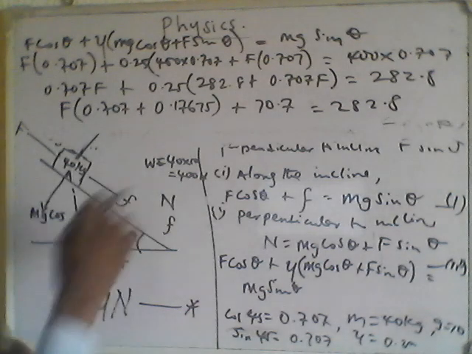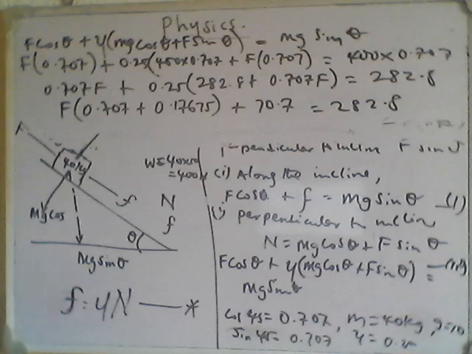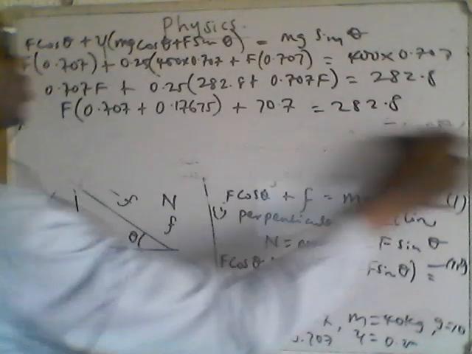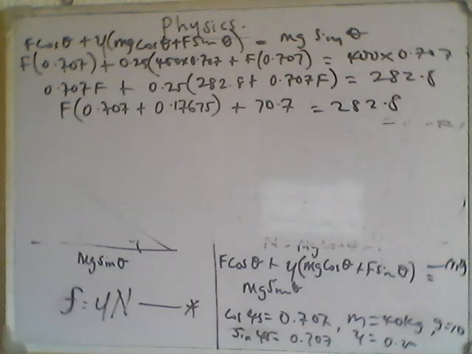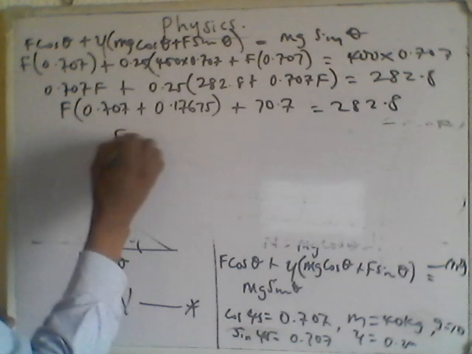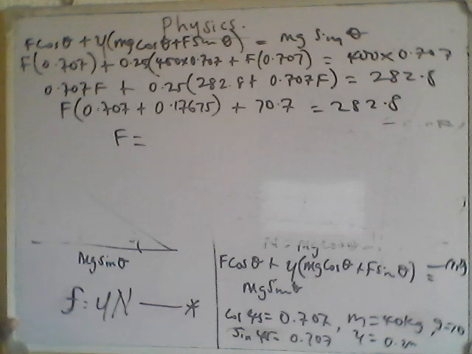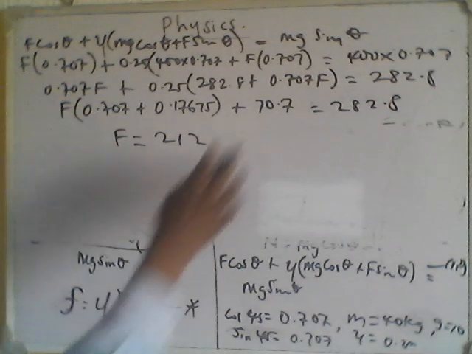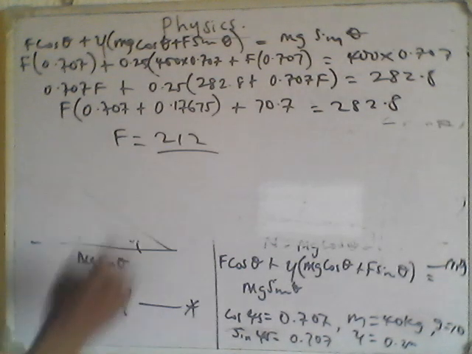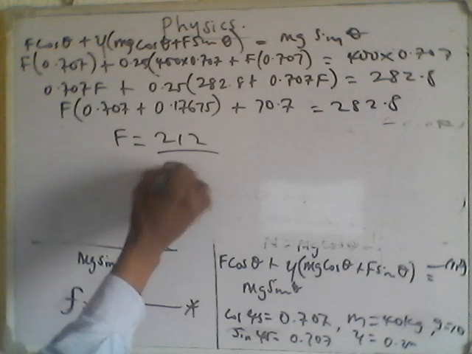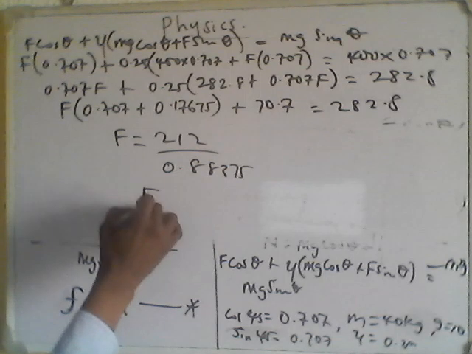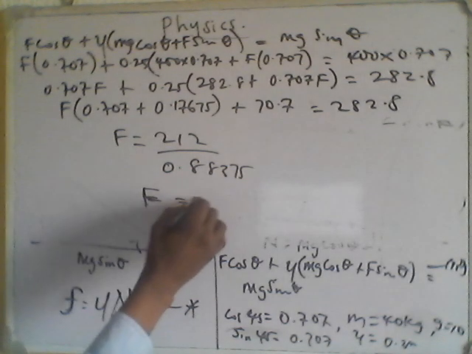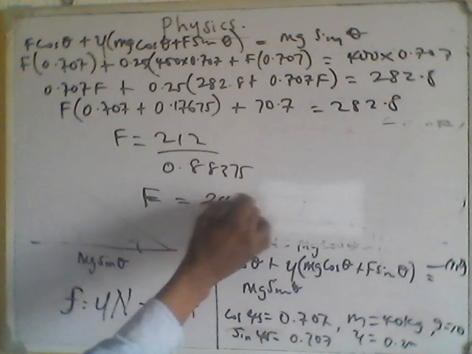So at this point, I will take this off. Our goal is to find f. By the time we are done, f is equal to 212 over, of course, we have considered like terms all over, 0.88375. So the final answer, F is approximately 240 Newton.